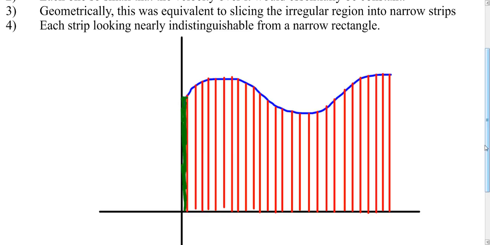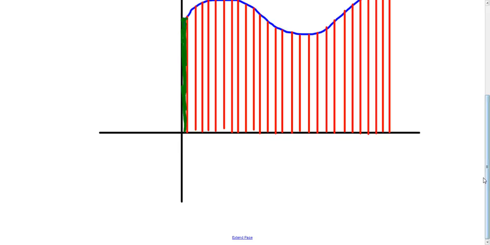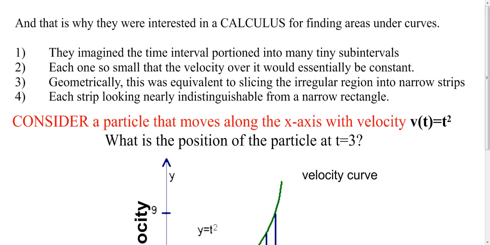Now, clearly, since a rectangle does not fit perfectly under a curved line, this is somewhat of an estimation. But the smaller and smaller and smaller, the thinner your intervals get and the thinner your rectangles are, the more accurately they can fit underneath that curve and the more accurately they can give you an estimation of the area that's underneath there, which of course can give you your distance traveled.